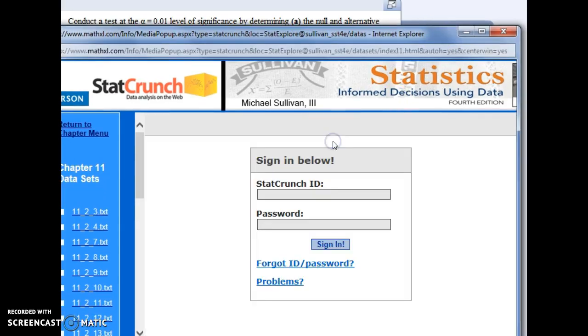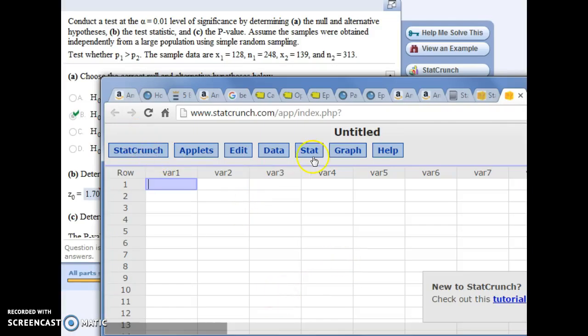Oh, I need to sign in. Let me pause the video here. There, this is what your StatCrunch should look like. When I click on the Ask My Instructor question links, it doesn't think I'm signed into StatCrunch.